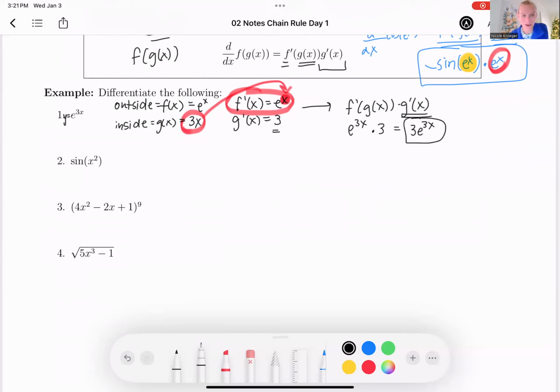I would encourage you guys to go ahead and try the next couple of examples on your own and then watch me do them. It's good to practice, especially identifying, or if you get stuck along the way, start out by trying to identify the outside and inside functions and then see how far you can get.